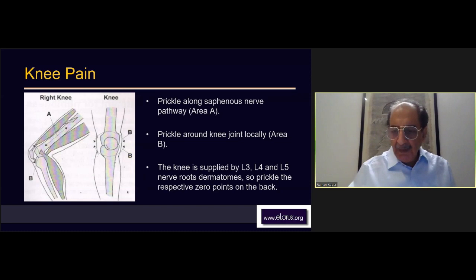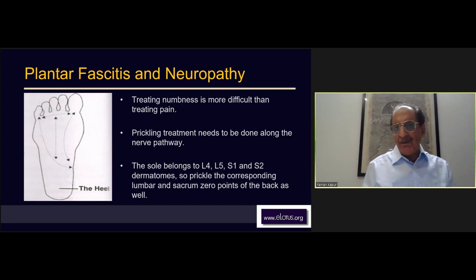Then plantar fasciitis and neuropathy. Again, treating numbness is much more difficult than treating pain, we all know. But in my experience with PNST, we can get great results. Even with diabetic neuropathy, I have found the results to be amazing. Plantar fasciitis is a problem where it becomes very difficult to do any local needling. And I have even tried Tung and Tan patterns of acupuncture. I have not had great results. But with PNST treatment, the results are amazing.